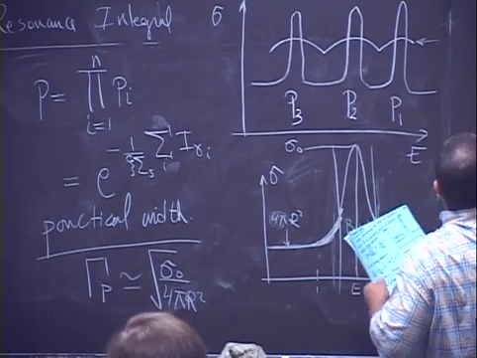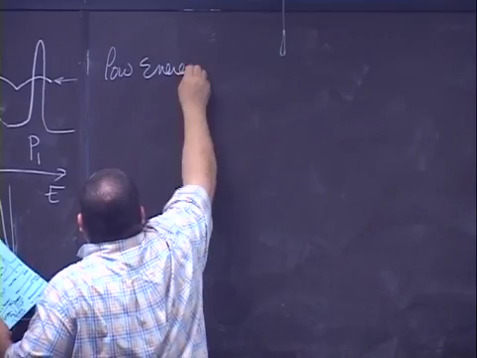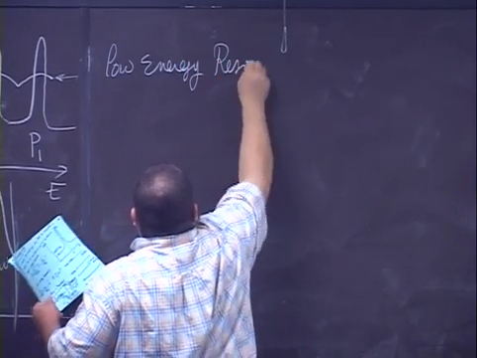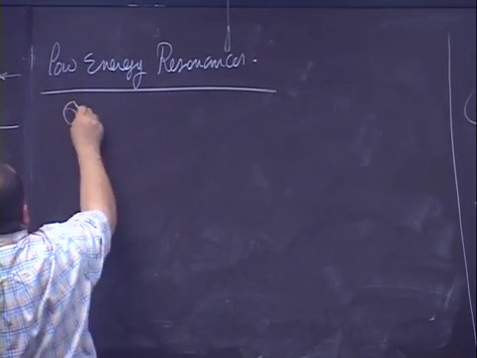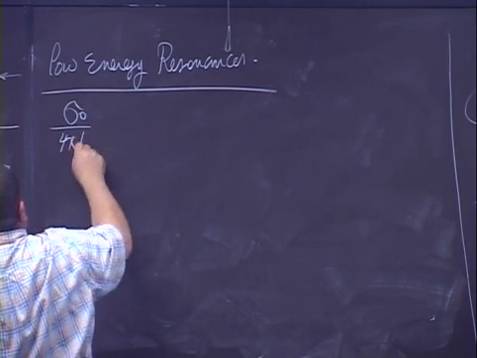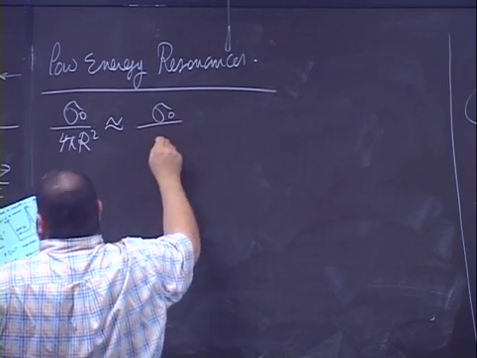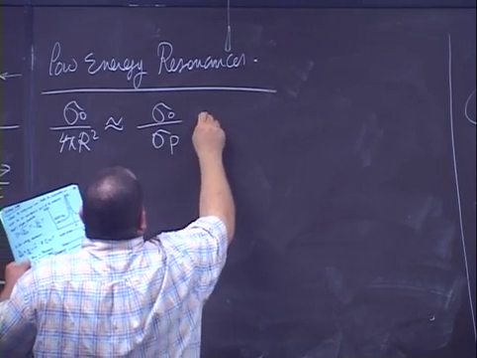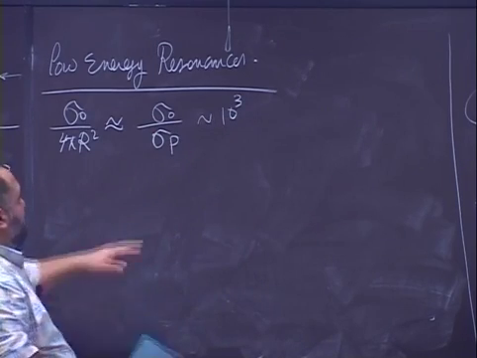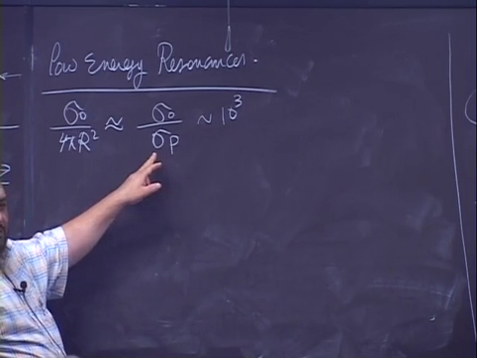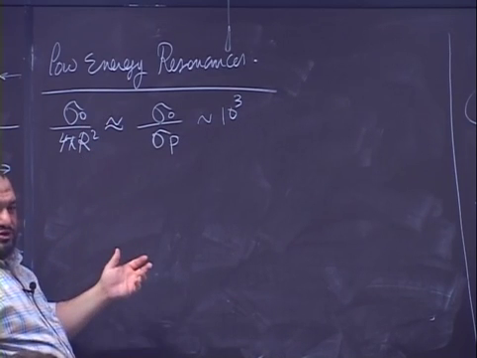So for low energy resonances, sigma naught over 4 pi r squared is nearly equal to sigma naught over sigma p, and this is on the order of 10 to the power of 3. Okay, guys? Sigma p comes from the potential cross section, and sigma naught is this sigma naught. So this is a potential or shape resonance.